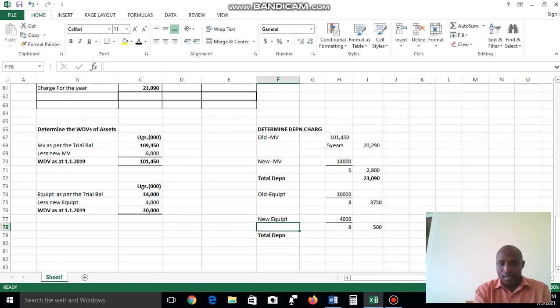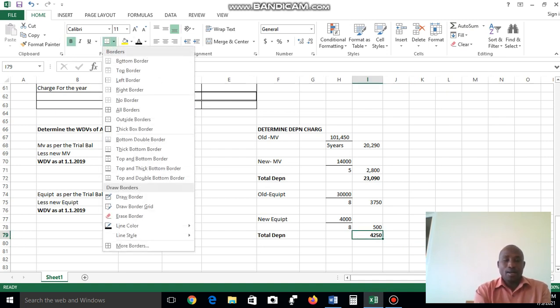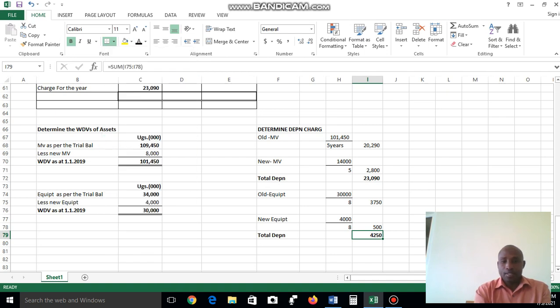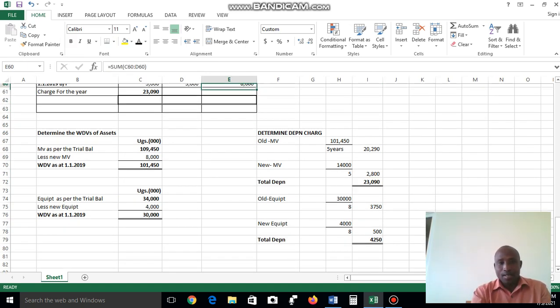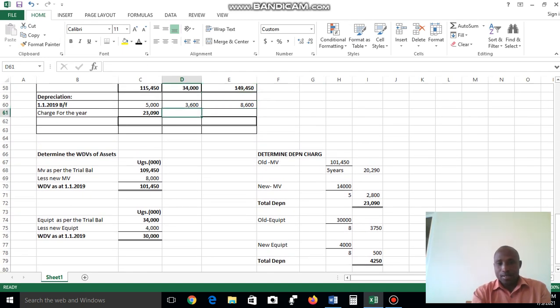The depreciation for the equipment is this one plus this. When you add them up, you will get this figure as your charge for the year. This is the charge for the year for the case of the motor vehicle. So now we get our equipment. For equipment, we are taking this figure, 4,250, into the PPE.